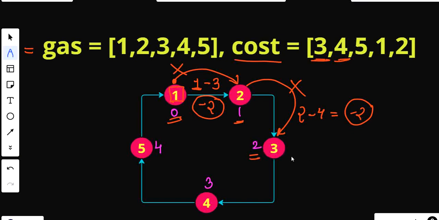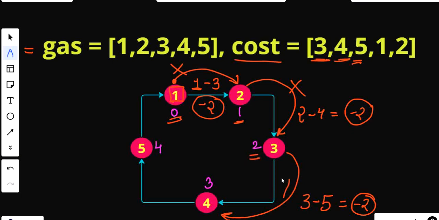At index 2, I am saying I want to go to 2 plus 1, that is index 3. And at this place, the amount of gas that my vehicle is having is 3, right? And the cost that will be required is 5. So 3 minus 5 is going to give me minus 2 again. This is also a negative value. So I won't be able to start my traversal from 2 as well.